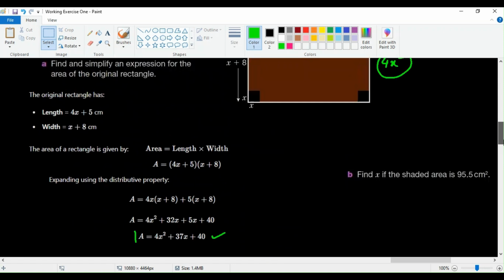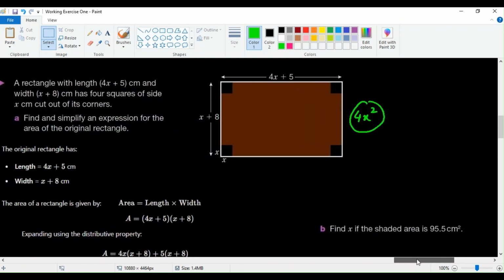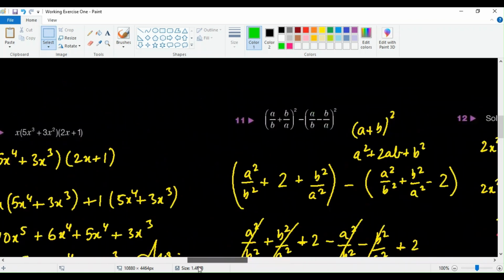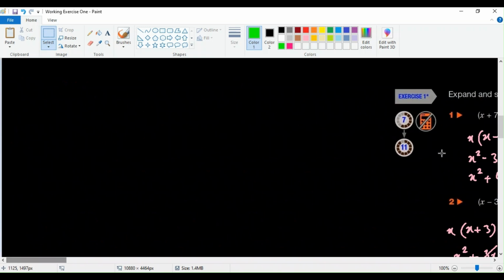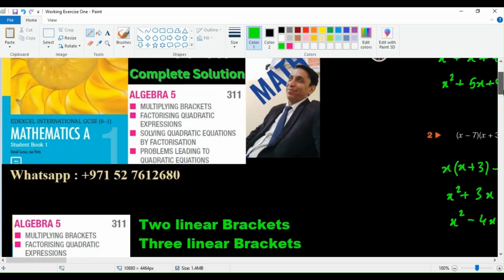This was the last. Let me check if it is the last. Yes, this was the last question of this exercise. And moving back to the original where we started, in here, I'm done with multiplying brackets. The next video is going to be on factorizing quadratic expressions. So two linear brackets and three linear brackets are done in this video.